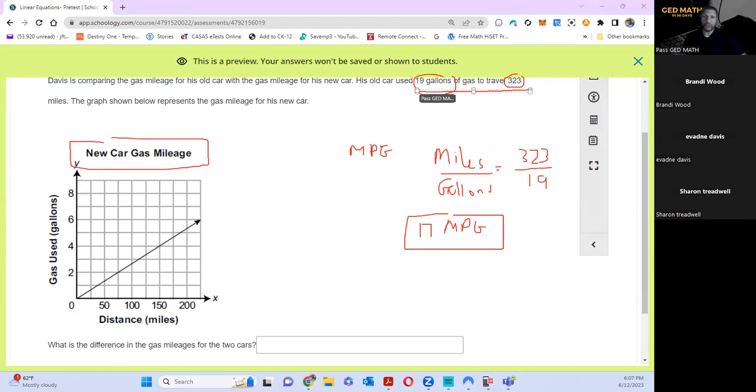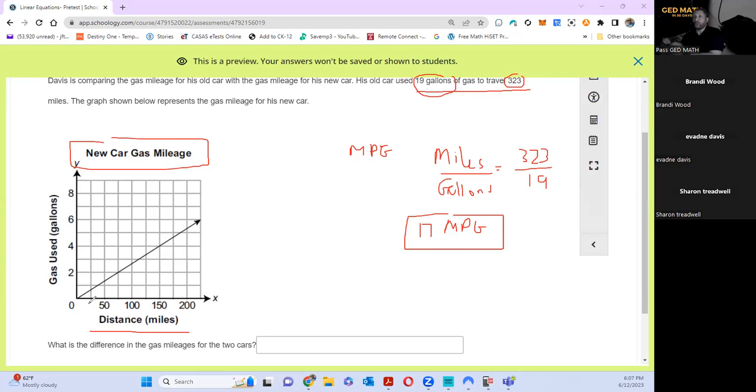So when you look at this graph, first of all, always look at the title first. Then you look at the axes. This is my x-axis, my horizontal axis. It's giving me the distance in miles. Then I look at my y-axis, which is the gas used in gallons. You can't see 19 on here. If you had a 19 that you could see, you could easily compare it. But you don't.